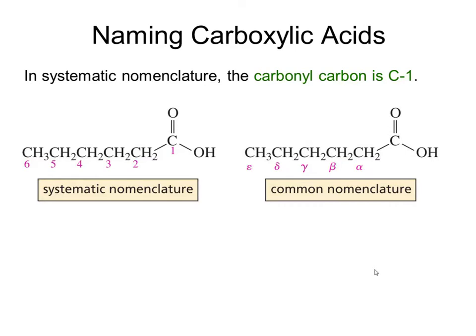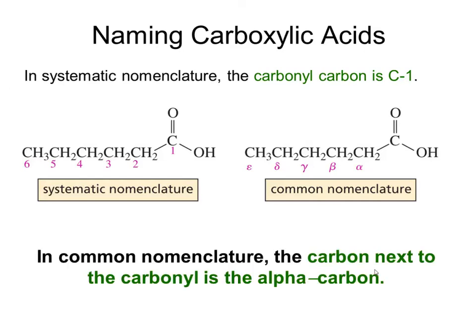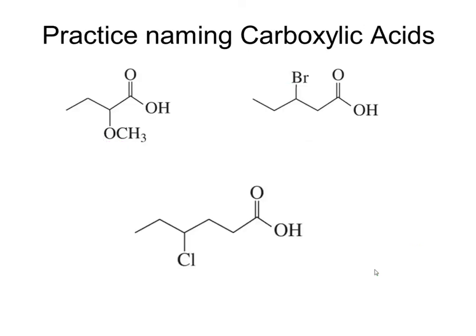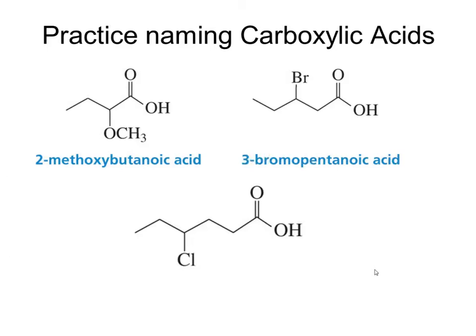We also talk about these positions: alpha, beta, gamma, delta, epsilon. You already know this because you covered the alpha carbon chapter first. But know that the alpha carbon would be right next door, right? That chemistry doesn't change for these groups. So here you can have some practice going through these. Here we have an ether, so we have a 2-methoxybutanoic acid. Here we have a bromo on the 3 position, and on the bottom we have our chloro on the 4 position. So nothing really changes outside of our ending here.